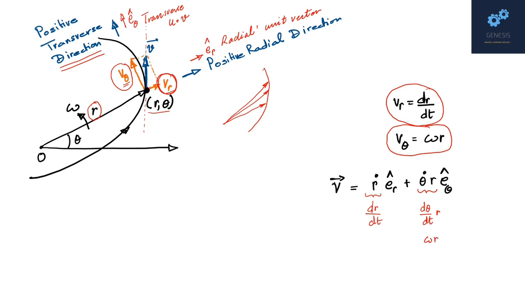So I repeat again, the velocity can be decomposed into two components. First, the radial one, which is increasing or decreasing the length of the position vector, and V theta, the transverse one, which turns the position vector.